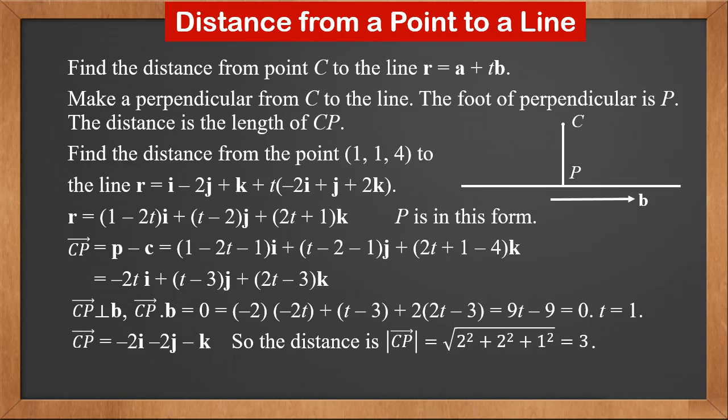Therefore, the distance from the point to the line is the magnitude of CP. It is root of 2 squared plus 2 squared plus 1 squared, which is 3.